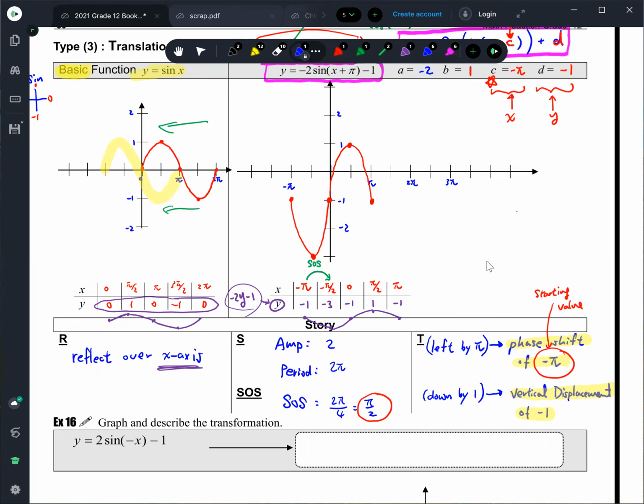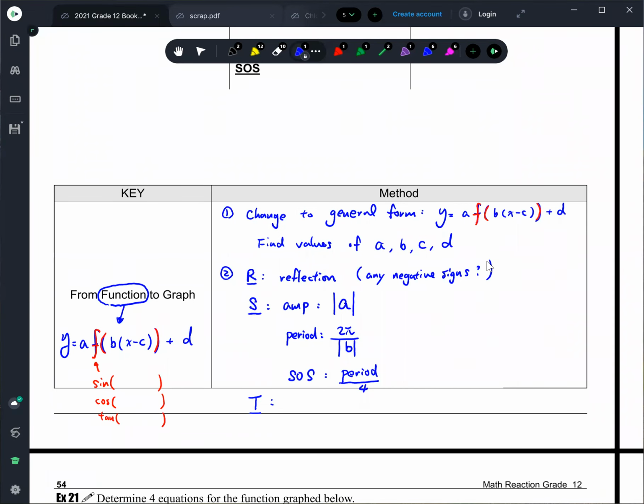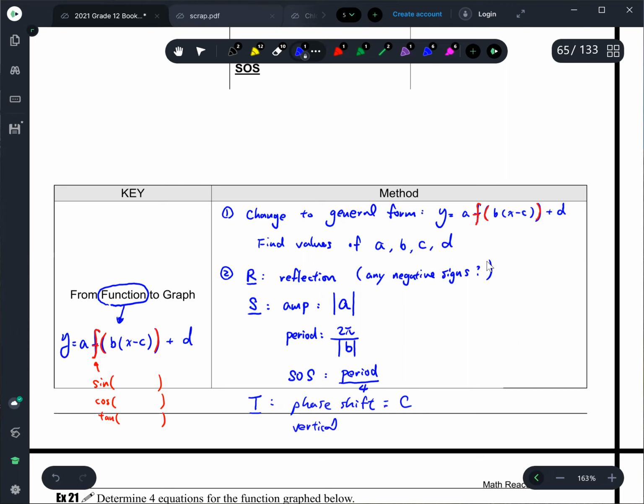Okay, back to here. So what's inside the translation? Phase shift. And phase shift has to do with C or the D? Isn't it C? Yeah. And the other one is called vertical displacement, and it has to do with the D. Okay, good. So that's step 1, step 2.